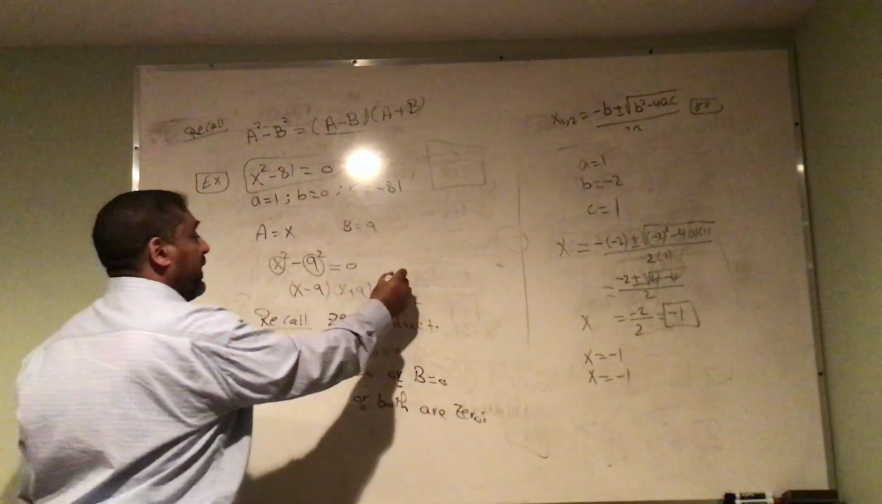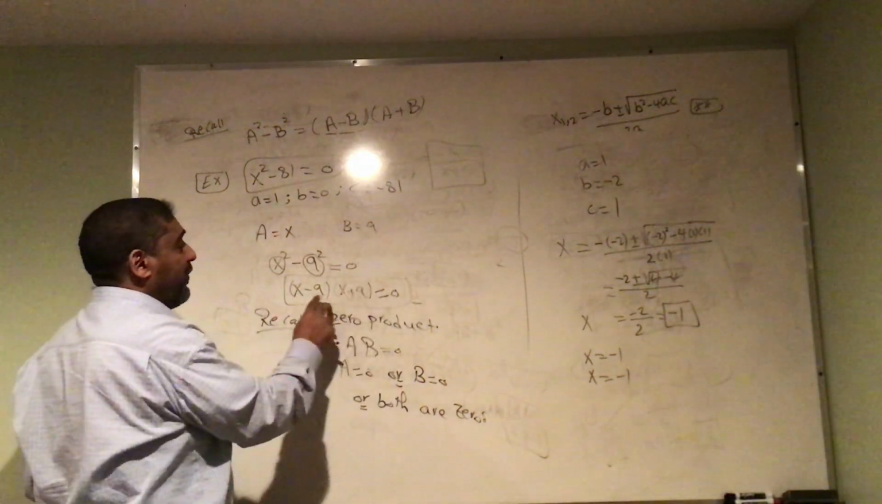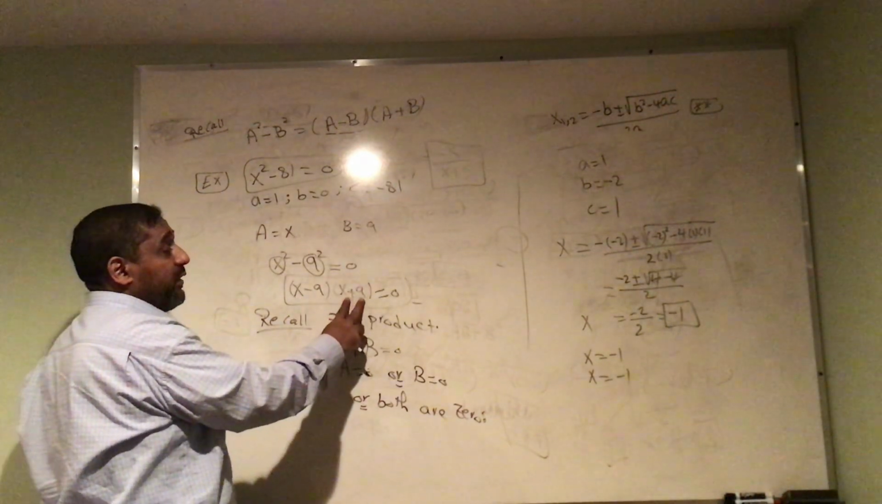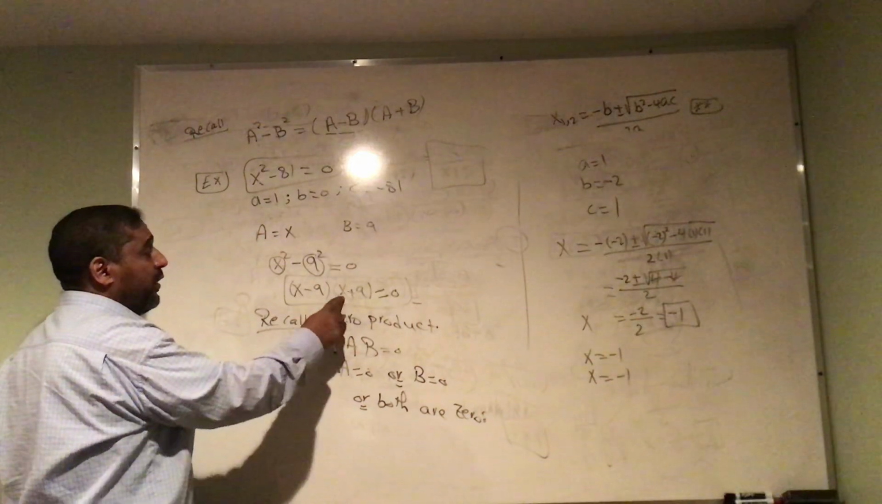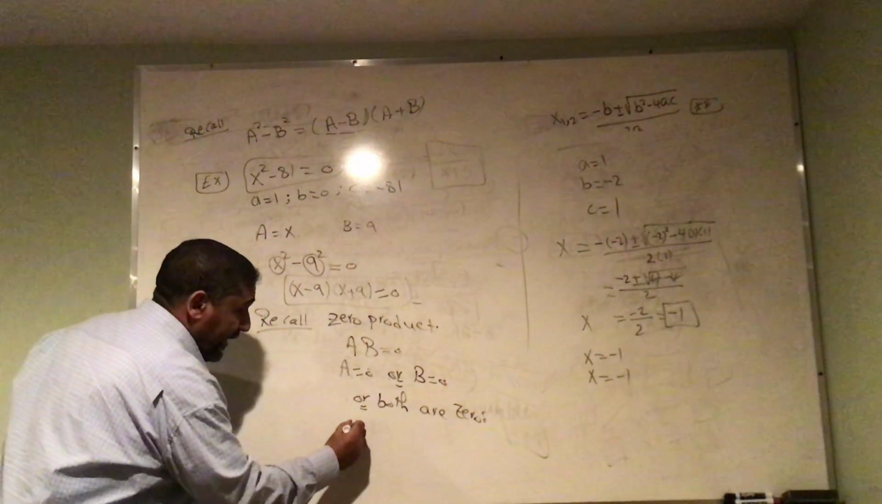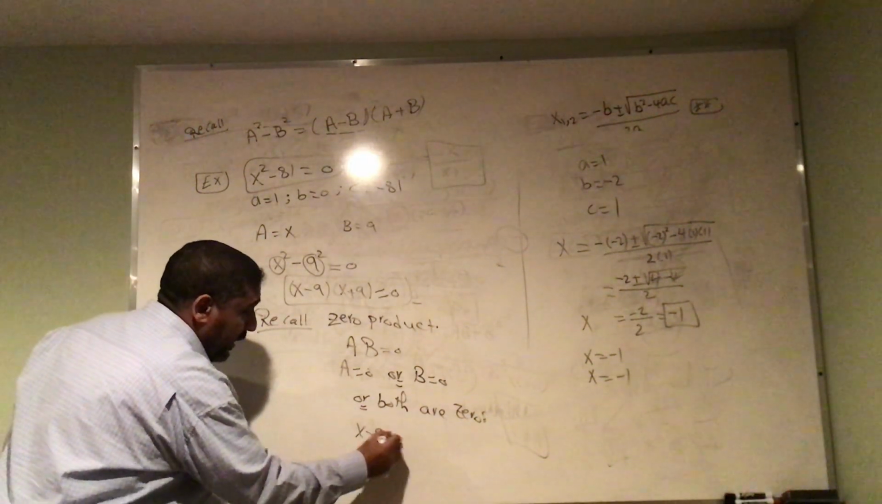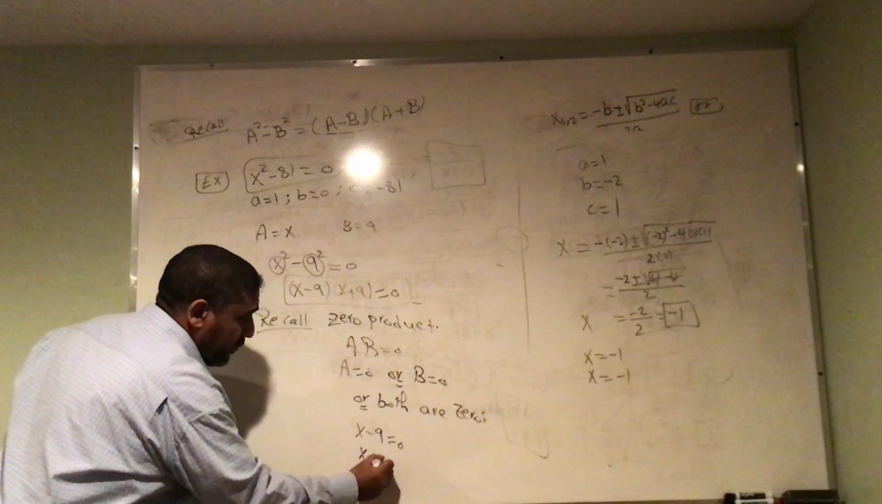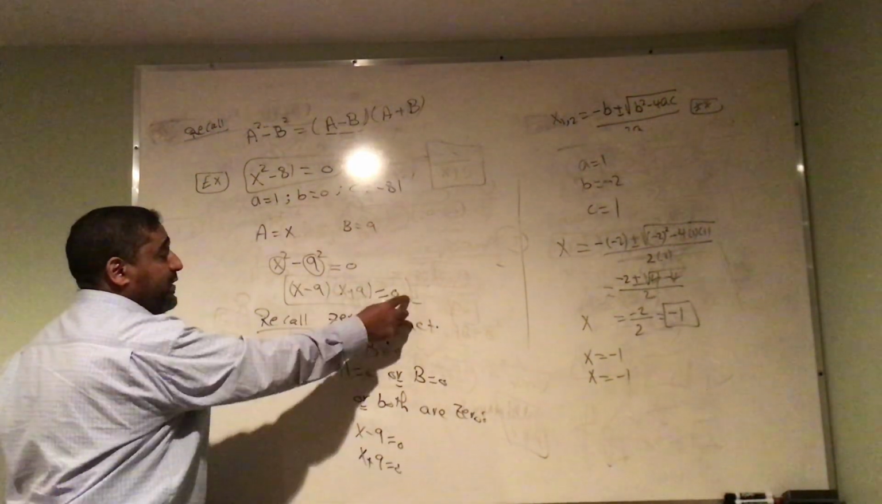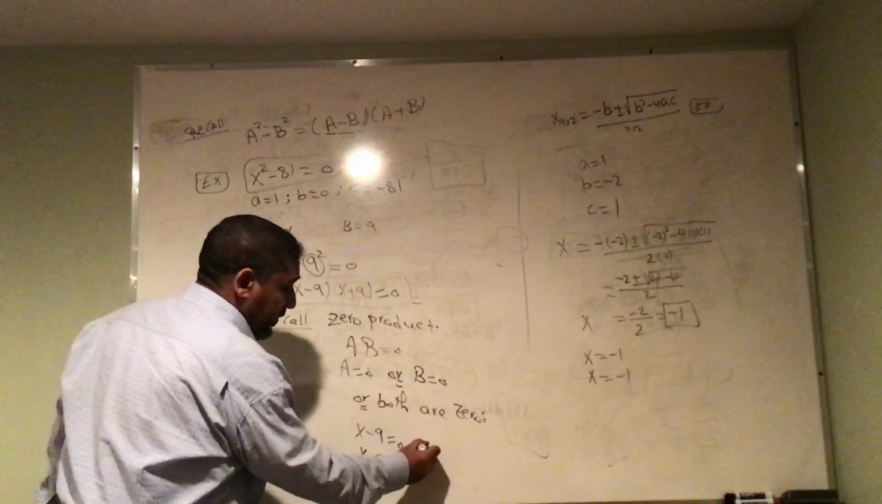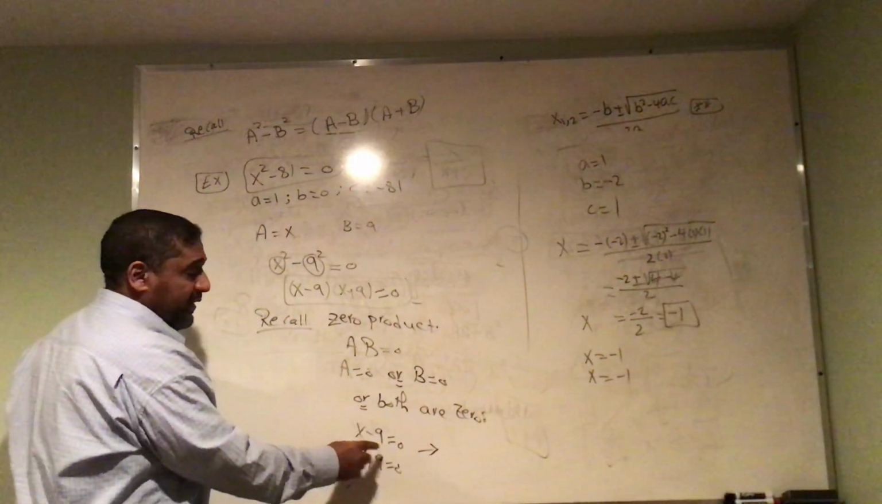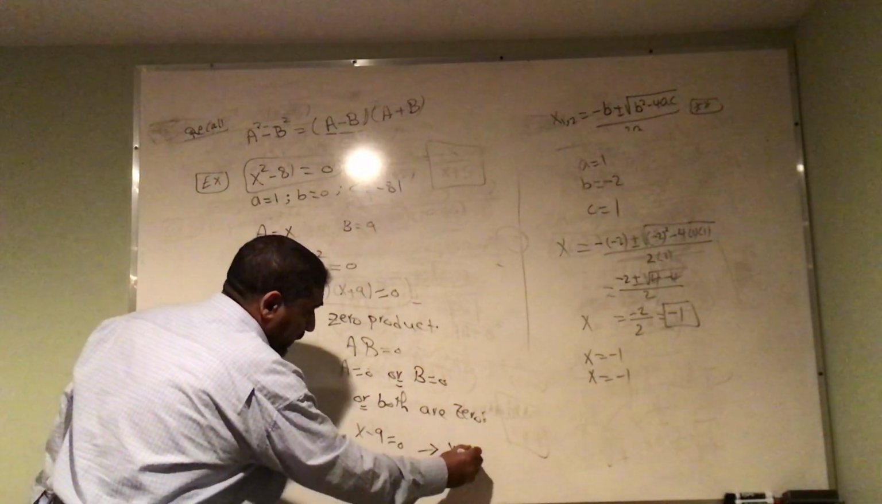So here, when I solve this one, you have a bracket multiplied by another bracket equals 0. Then each one of these brackets could be 0. So x minus 9 could be 0, and also x plus 9 could be 0, because their product is 0. So it could be one of them 0. If you have x minus 9 equals 0, how do you solve that for x? You have x equal 9.